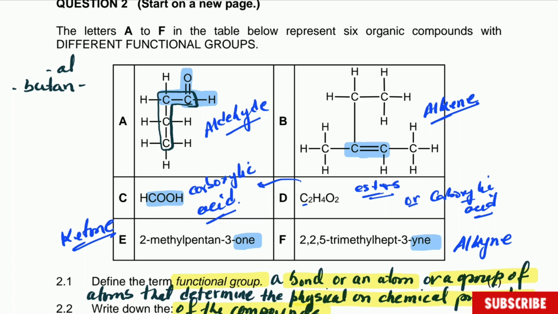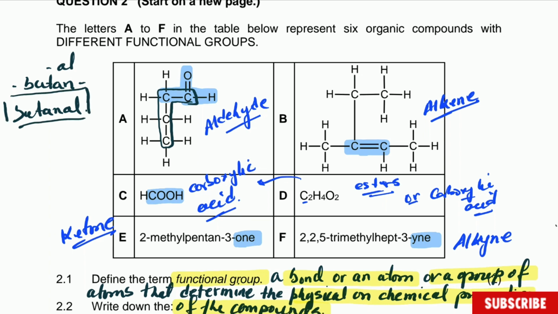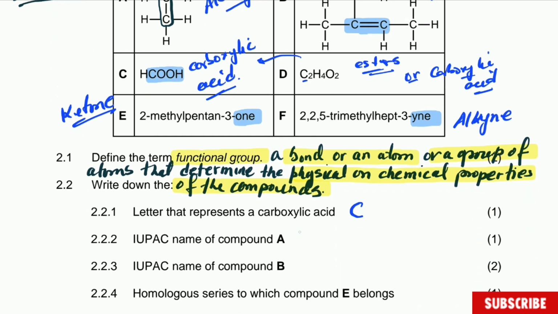There is not any branch here, guys. So in this compound, the name is going to be butanal altogether. This is the name of the compound for this compound A. So it's going to be butanal.